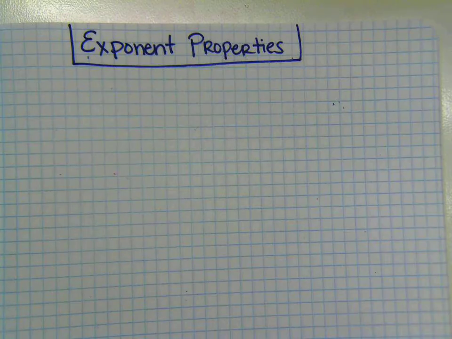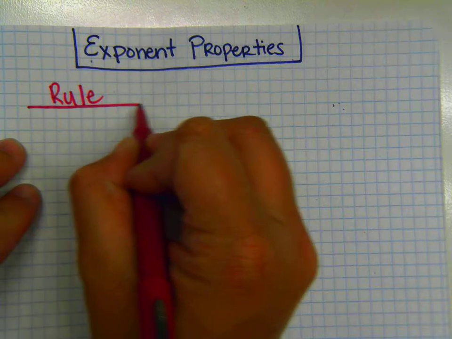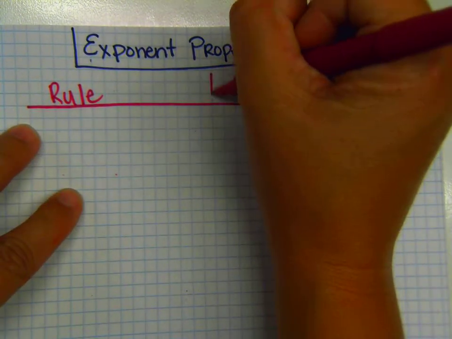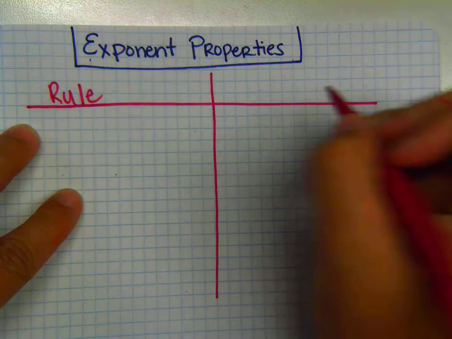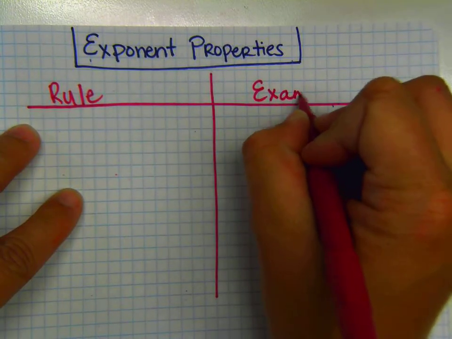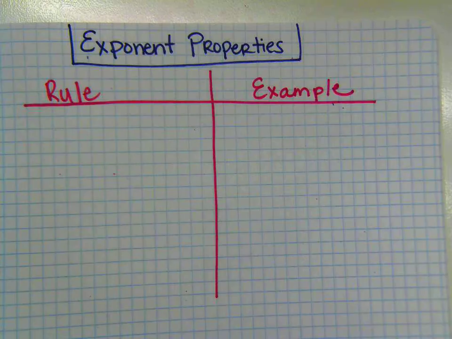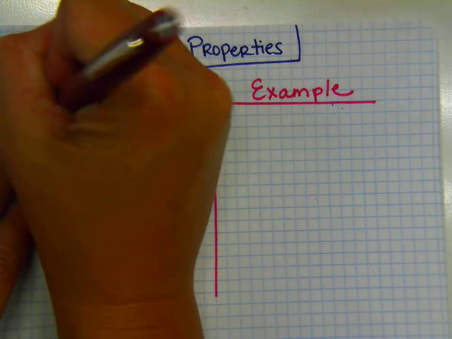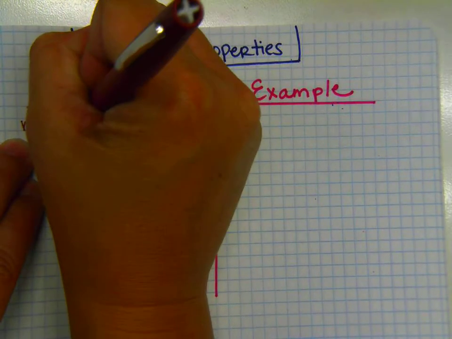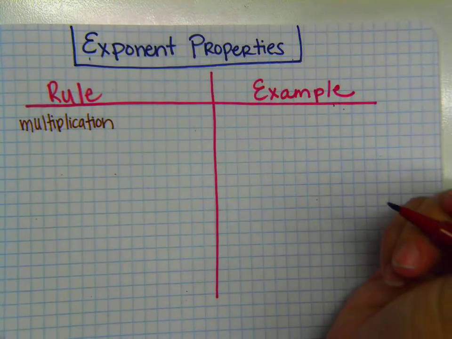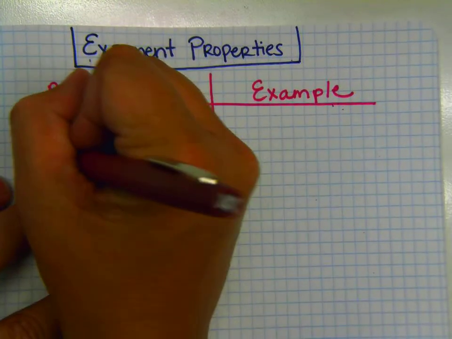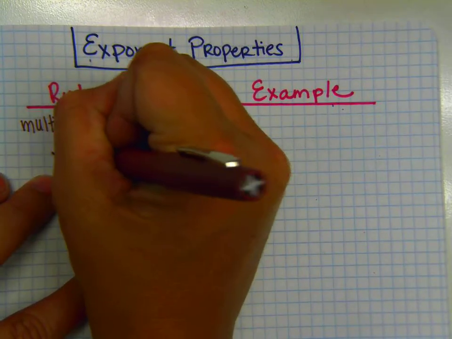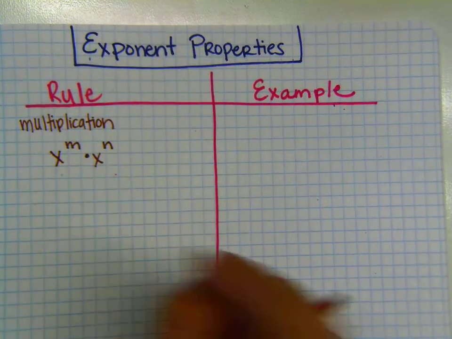Okay, so I'm going to make this little chart where I'm going to have rules on one side and then an example on the other side. So the first rule that we're going to talk about is the multiplication rule. The multiplication rule with exponents looks something like x to the m times x to the n, where you're multiplying.